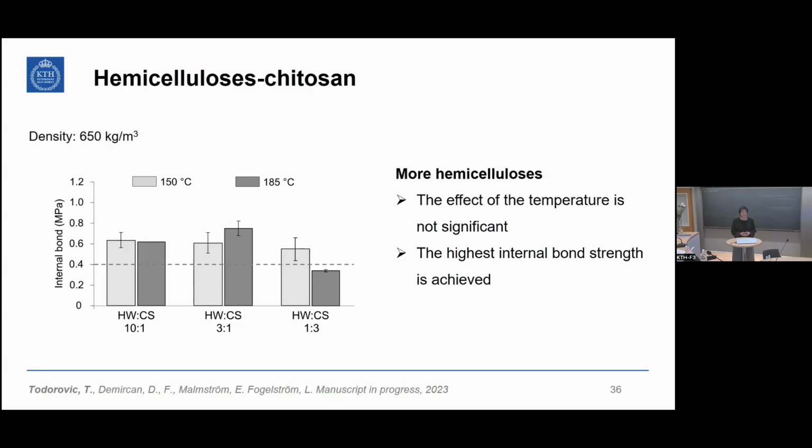So what we can see is that with more hemicelluloses, which is what we want because this is the main component that we want to use, the effect of temperature is not significant, and also the highest strength is achieved with a higher amount of hemicelluloses, which was interesting because hemicellulose alone did not give sufficient strength. The boards broke easily again, but if we have around 90% of hemicelluloses and 10% of chitosan, the strength is much higher.